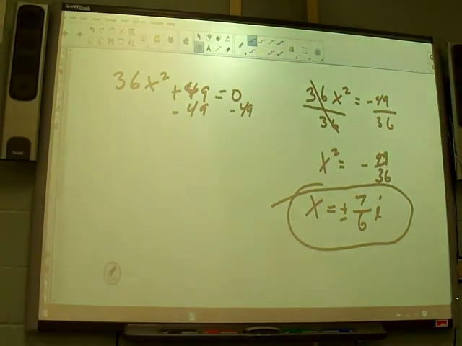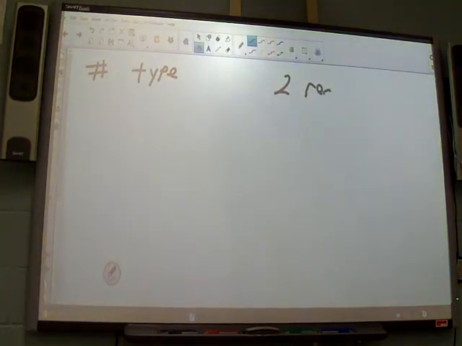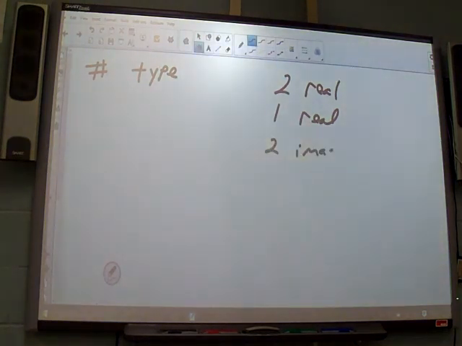Alright, 7 through 10 were some of the easiest ones. Actually, this 7 through 10 and then 12 and 13 I would say are the easiest 6 on the test. All it asks you for on 7 through 10 are the number and type of solutions. It doesn't ask you to actually solve. So your choices here, there could be 2 real solutions. There could be 1 real, this is number and type, or there could be 2 imaginary. That's all you have to decide on 7 through 10.